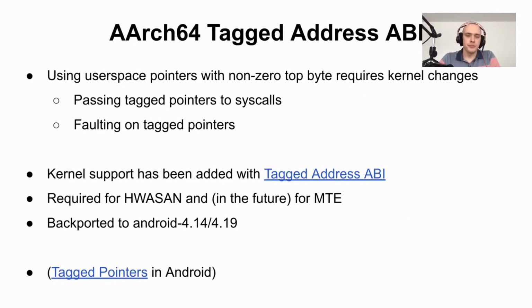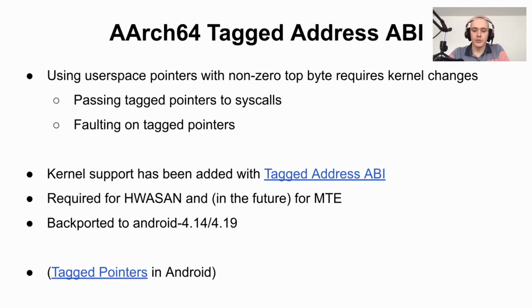Let's say we're using memory tagging, or KASAN in user space, and we have a problem. The problem is that when we use top byte ignore, the user space pointers will end up with the top byte set. But the Linux kernel by default does not expect that. The Linux kernel only accepts user pointers that have 0 in the top byte. So to address this issue, a tagged address API was developed.